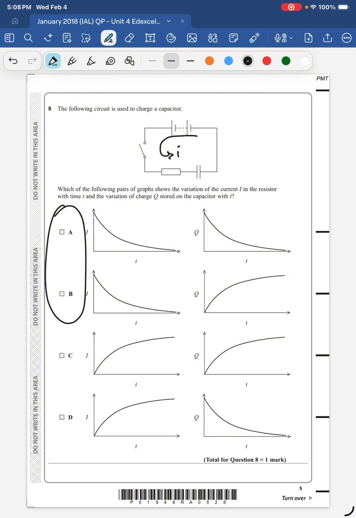But in option A, they show the charge in the capacitor decreasing from a maximum, but the capacitor is discharged when the switch is open, right? So the correct answer is B. And in the modern spec, they actually expect you to know the equations for the charging of a capacitor, okay? So for discharging, let me use a clean page.